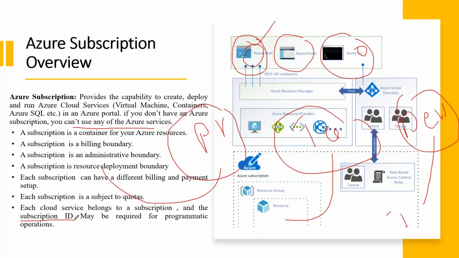Can we create multiple subscriptions? Yes, you can create multiple subscriptions. Each subscription gets a subscription ID by default when you create it. When you work with the command line, programmatically, you require the subscription ID. When you are working from the portal, there is no need; you can directly choose the subscription name. But when you want to access or deploy from the command line programmatically, you must get the subscription ID.